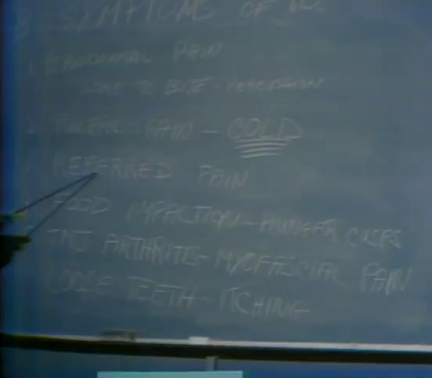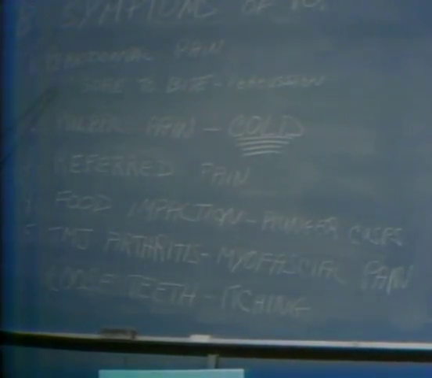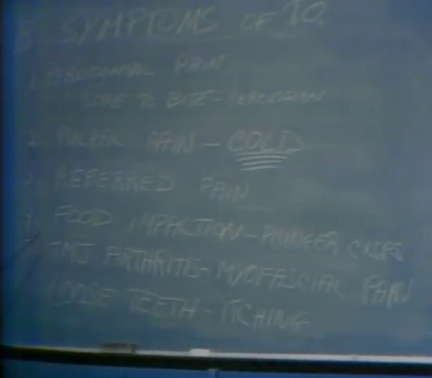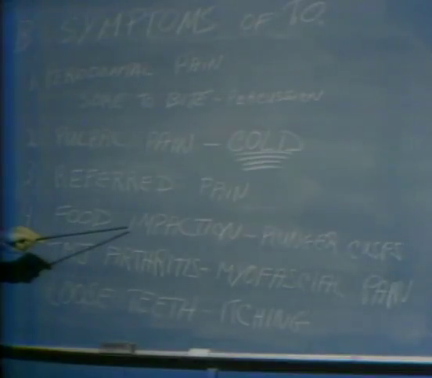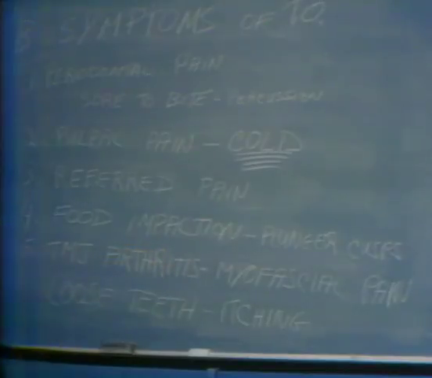Number 3, quite often we can have referred pain. It can be referred pain either from the pulp or from the periodontium or from sore muscles of mastication. A 4th symptom quite often seen is food impaction, and the number 1 problem here would be a plunger cusp, which would be ramming food between 2 of the opposing teeth, collecting the food proximally and down below the gingival margin and eventually causing periodontal problems.